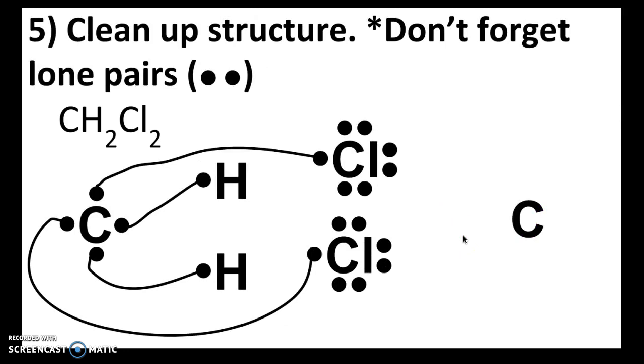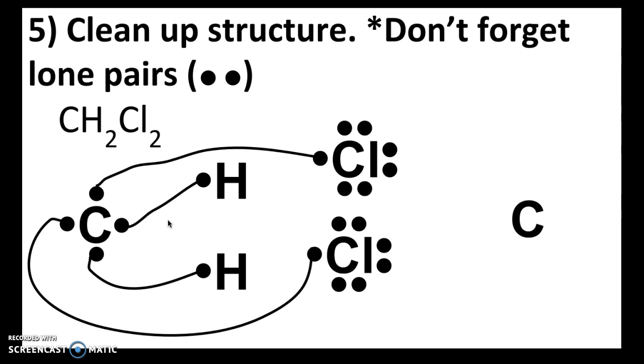The 5th step is to clean up the structure, and I'll put a little asterisk there, don't forget the lone pairs. So what do I mean by clean up the structure? Notice how all of the bonds here are kind of loopy, they're not like straight lines. And if you've looked at Lewis dot structures before, you notice that the bonds are usually drawn as straight lines, either going up and down or to the left and right.